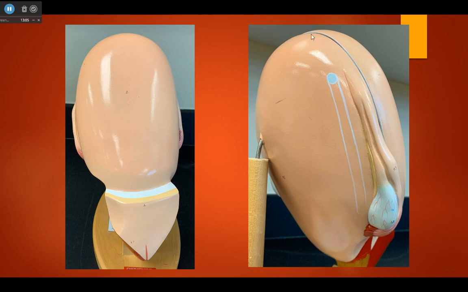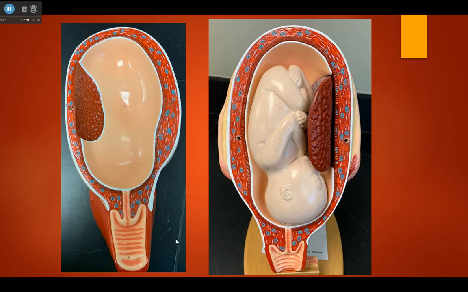Rotating her around, the fundus of the uterus, the body of the uterus. Down here would be the cervix of the uterus. Here's the ovary and the ovarian ligament. We have the oviduct or fallopian tube or uterine tube and the fimbriae. Opened up, again we see the vagina. We have the cervix of the uterus. We have the body of the uterus. We have the fundus of the uterus.